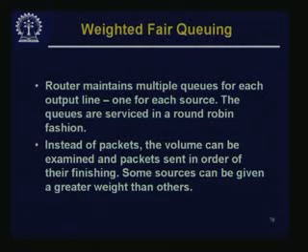Instead of packets, the volumes can also be examined. Some sources can be given a greater weight than others. The point is, even if you do not give a greater weight, the service which is premium may have a much smaller number of people over there. So, automatically, since the round robin is between the queues, those having a premium class, since the population is low there, get better service.